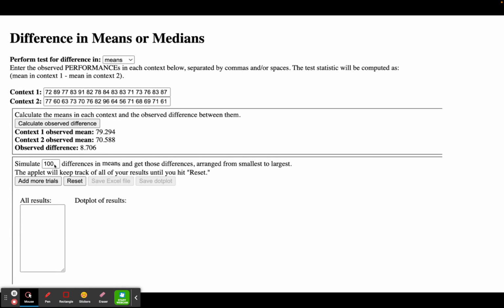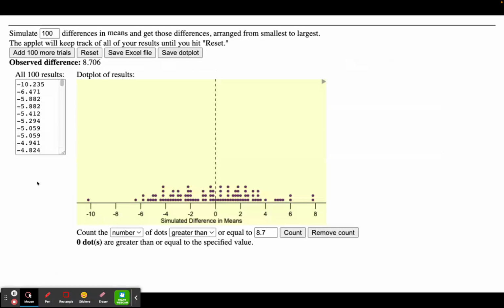So I want to simulate 100 differences in those means. And then we'll type in 100 and then click the add more trials button like we've done lots of times on our applets. And this is the dot plot that I got. Now, when you do this, you might get something that looks similar to that, but not exactly. And our test statistic, remember, was 8.7. My largest value that I got from my simulation was just a little bit below 8. Now, you may have gotten one or two above 8, but probably not very many.